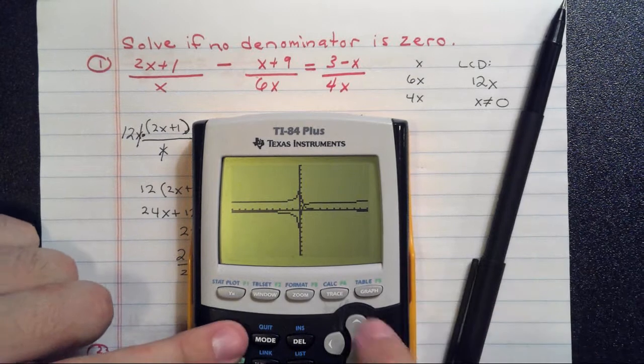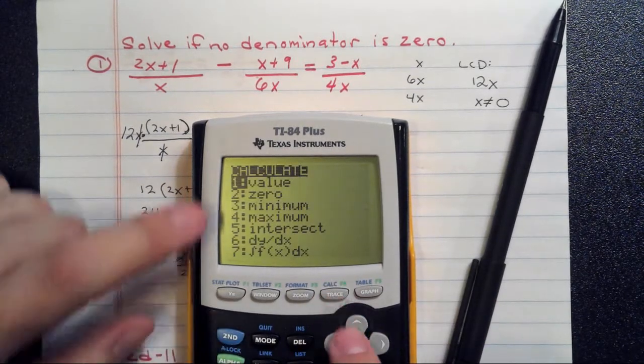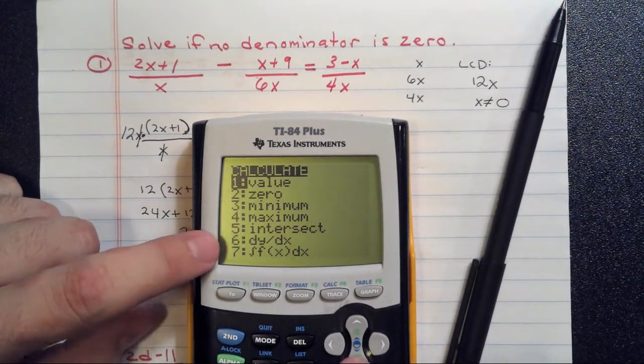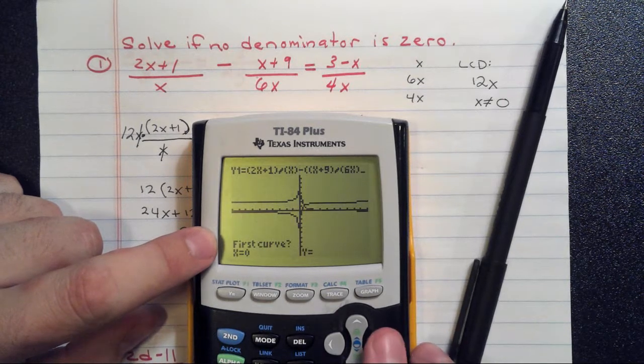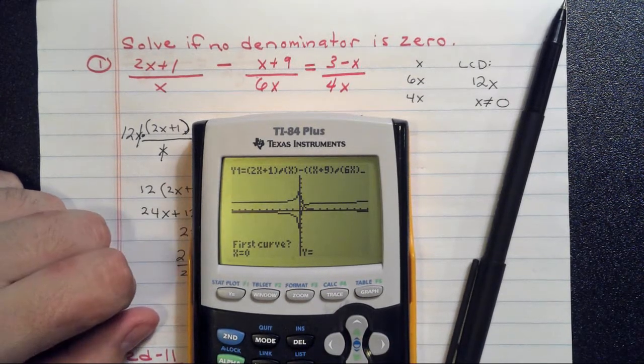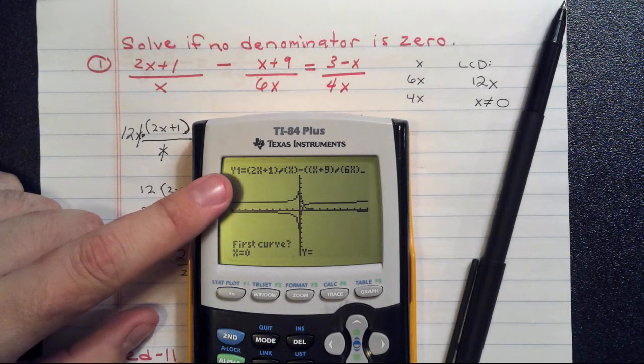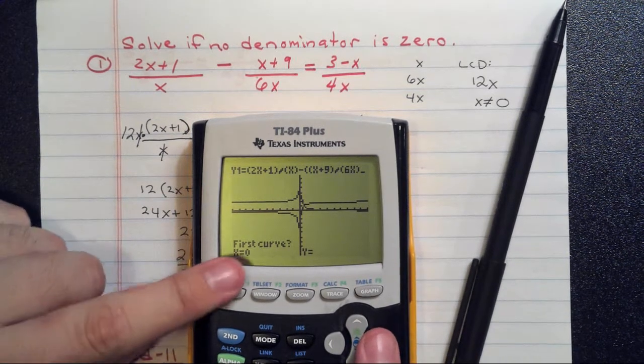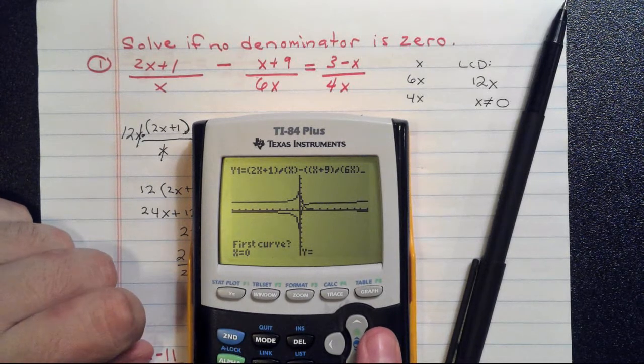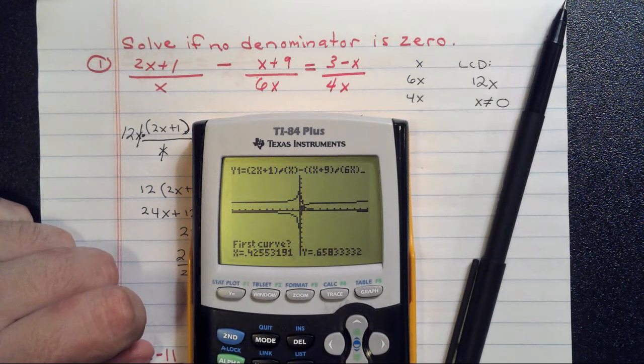Okay, well, let's go to second calculate. And remember, we've done this before. If you find the intersection, option 5, it's going to ask you for your first curve and second curve. Well, the first curve will automatically be y1, and when I hit enter, oh, be careful here. I'm on x equals 0 and y is not defined, so the calculator is not going to let me choose this. So I'm going to move over so that I can see any y value. Then I can select this as my first curve. I'll hit enter. Now second curve. X and y are both defined here, so I can hit enter.